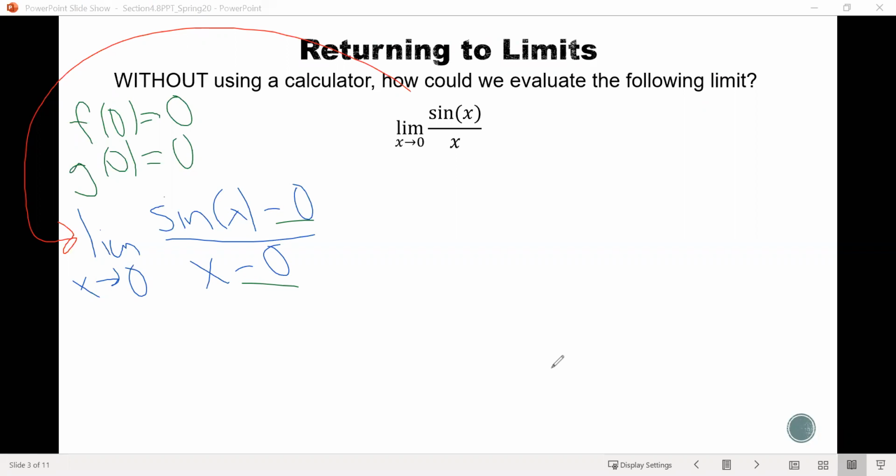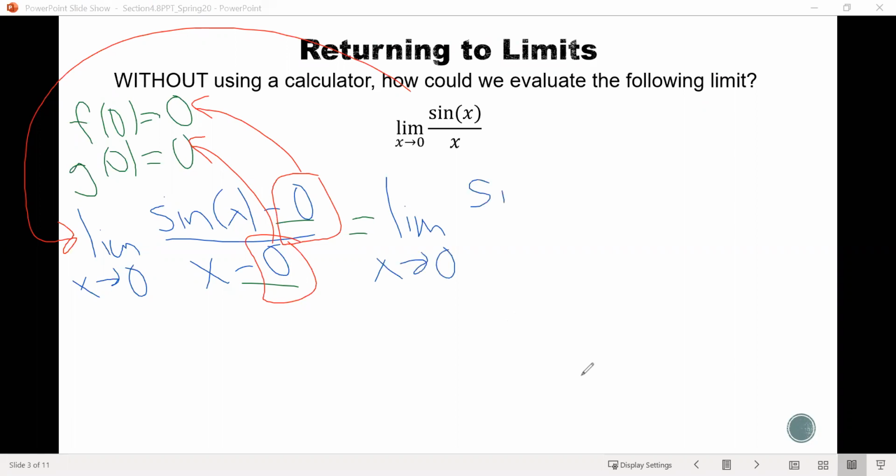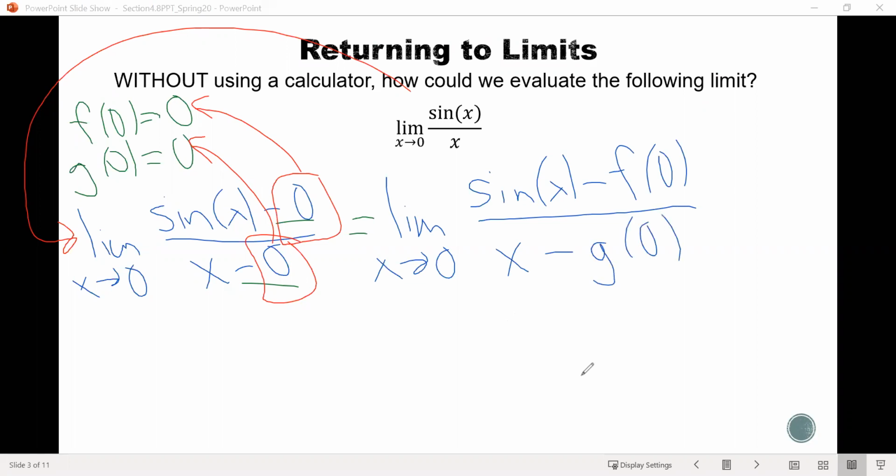Then notice that in the case of both of these functions, these two things right here are equal to the value of the function evaluated at 0. So that tells me I can rewrite this limit now as the limit as x goes to 0 of sine of x minus f of 0 over x minus g of 0.